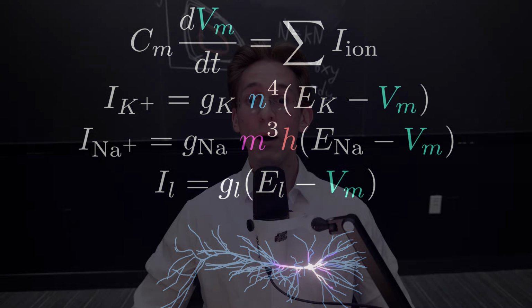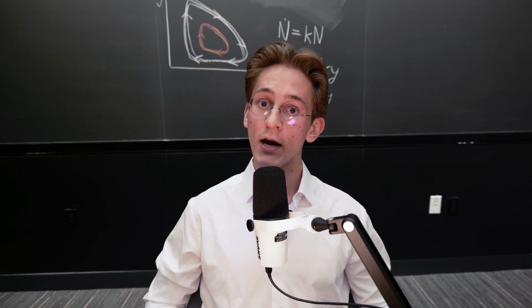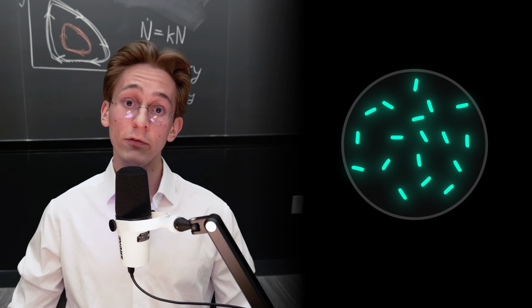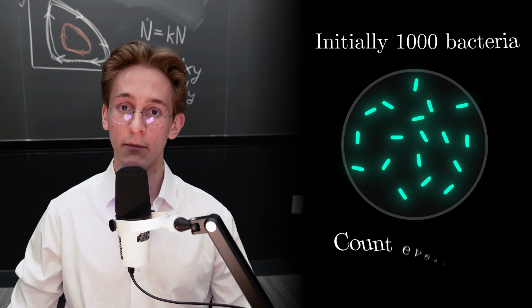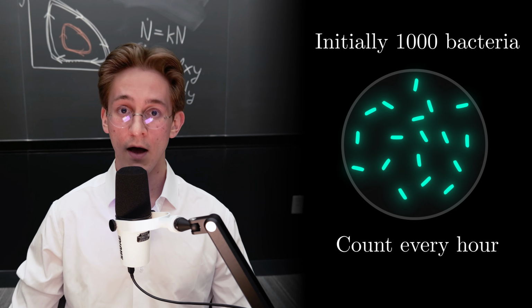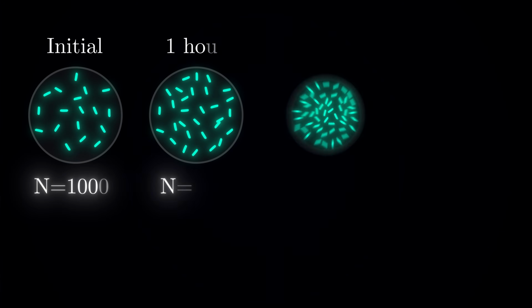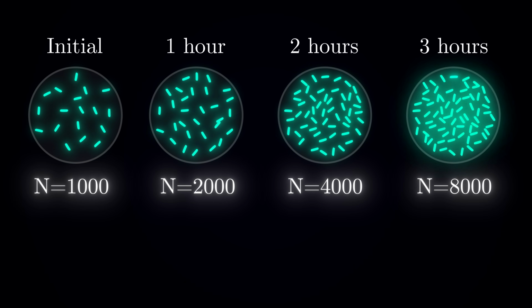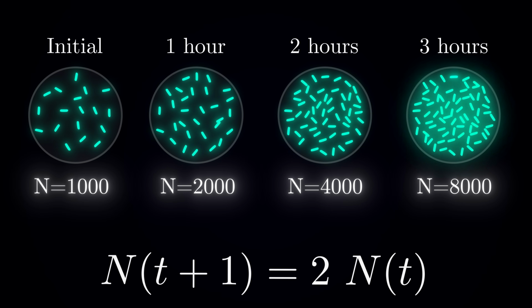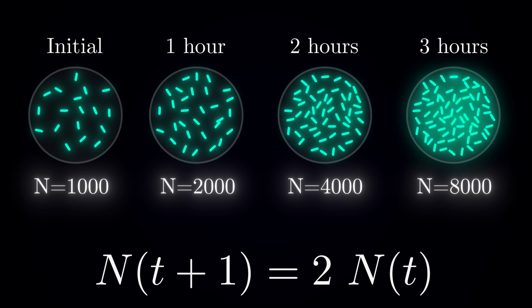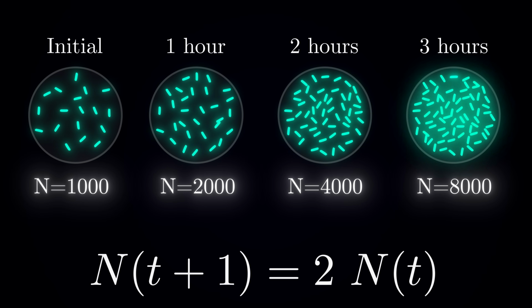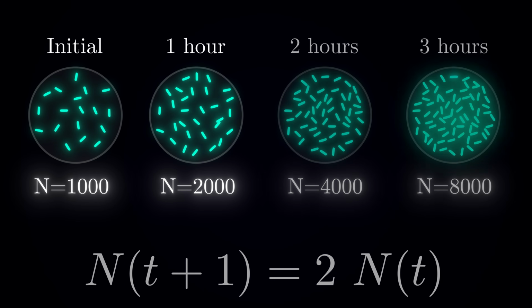Imagine you're tracking a population of bacteria in a petri dish. Initially, you start with 1,000 and then you count them every hour. After a few hours, you might see a pattern like this. There is clearly some relationship here. It looks like the number of bacteria, which is the only one state variable, doubles every hour. We can express this mathematically in the following way, where n of t is the number of bacteria at time t.